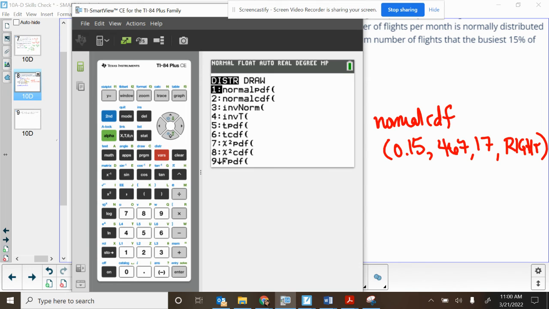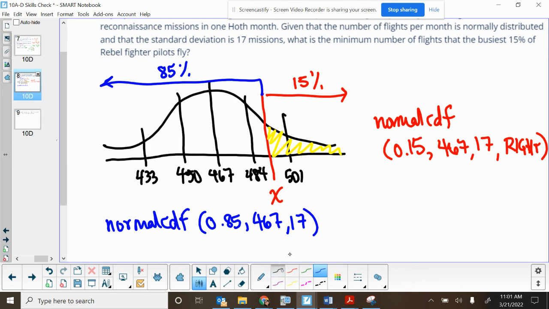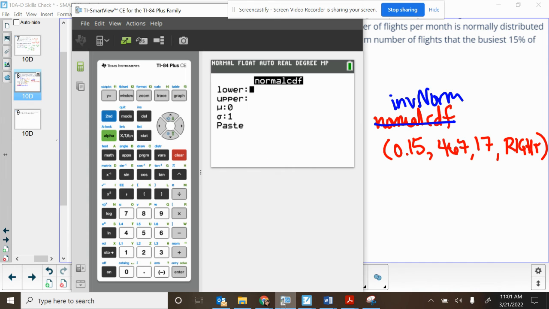So let's see. Normal CDF, we don't use normal PDF. And I used the wrong one. Oh my goodness. So when I go here and I look at this, I say, wait a minute, that doesn't seem right. It's supposed to be area. I'm being silly. It's not normal CDF. It's inverse norm. Mrs. Wilson is so silly. So even if you start to use the wrong one, if you know what is supposed to be there, then you can say, oh, wait, I'm using the wrong thing.